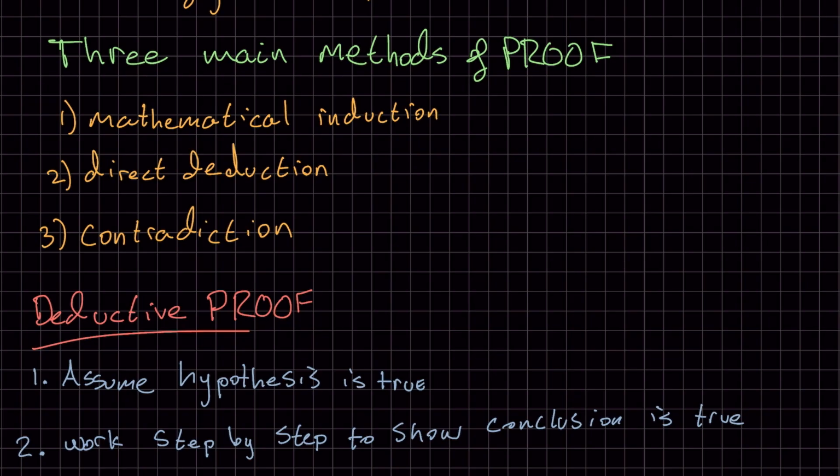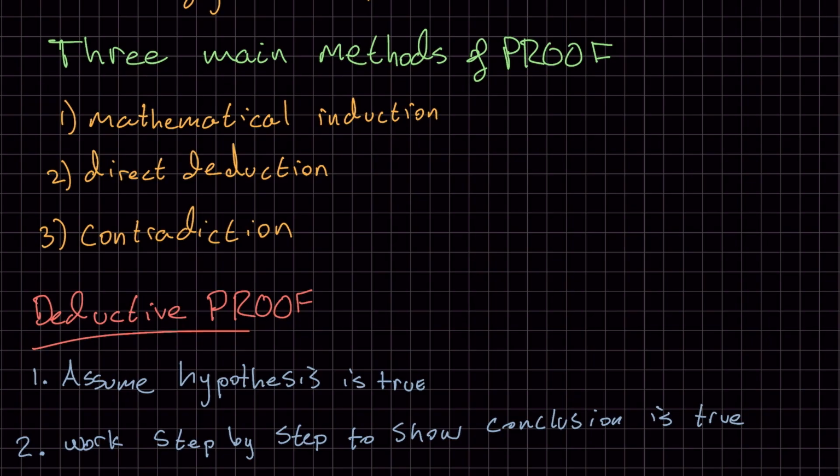There are three main methods of proof. The first one is mathematical induction, which is something I already know how to do. I've learned it in a class. You assume a hypothesis is true, which you do for all proofs. And then for mathematical induction, you show the least number in a set is true. So if your least number was 1, you show that the mathematical statement is true for 1.